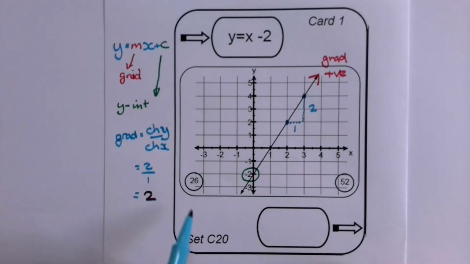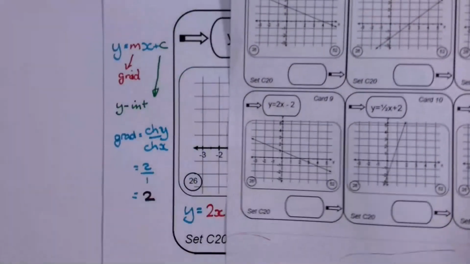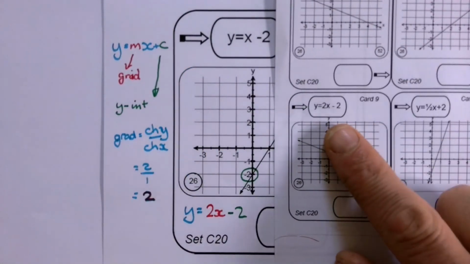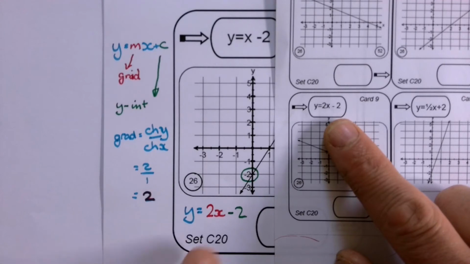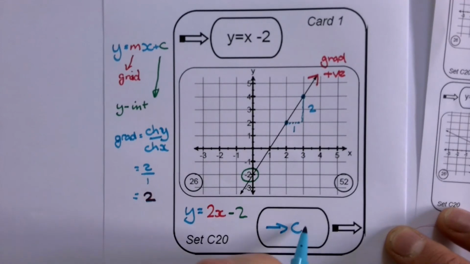So where do we get to? y is equal to, and we said the gradient was 2x, and we said the y-intercept was -2. So there's your answer to the problem, and the question is, where do you go in the card next? What you've got to do is have a look at the card. All the answers are up the top in boxes. So we just need to have a look at all the answers, and we're going to find out that card 9 has got our answer. Yep, card 9 is saying y is 2x take away 2. That was my answer, card 9. So I'm just going to say down in the box here, I'm going to card 9 next.